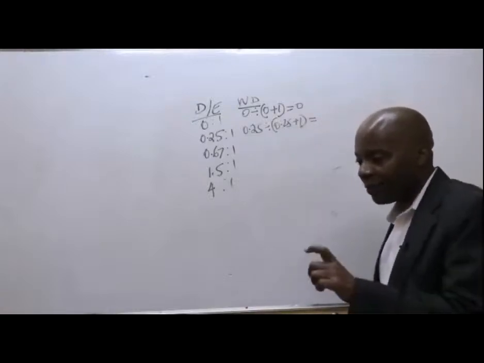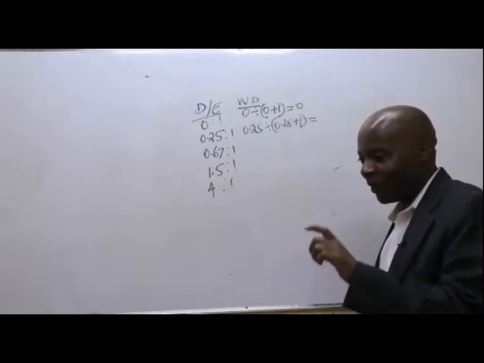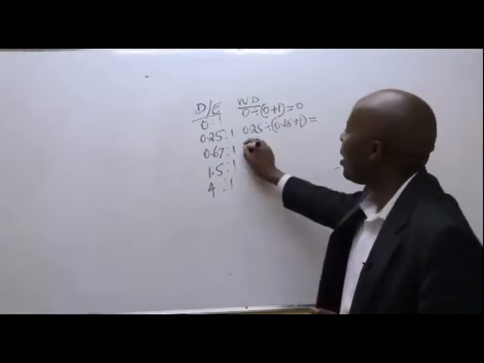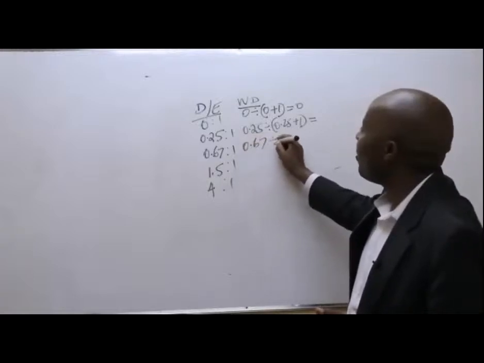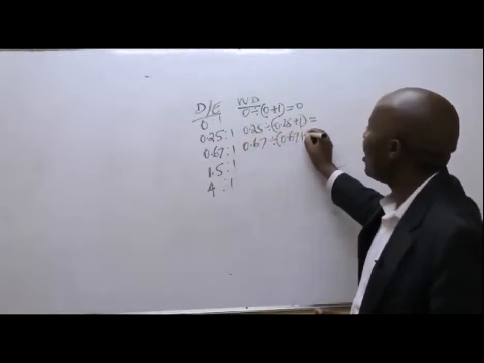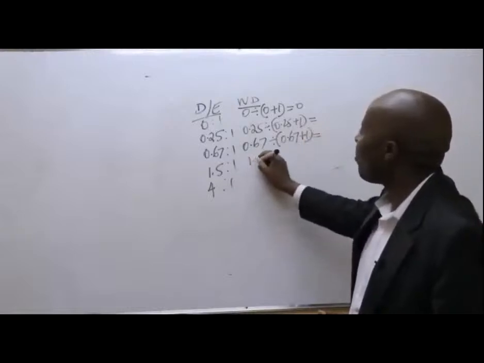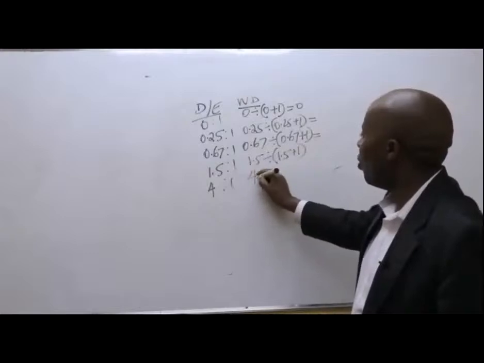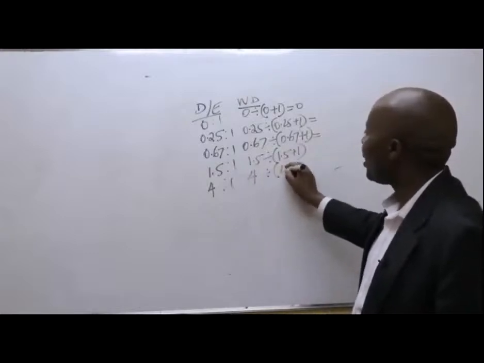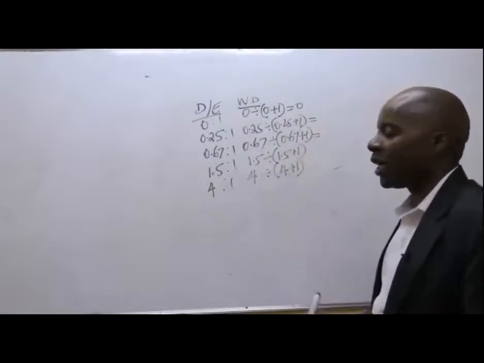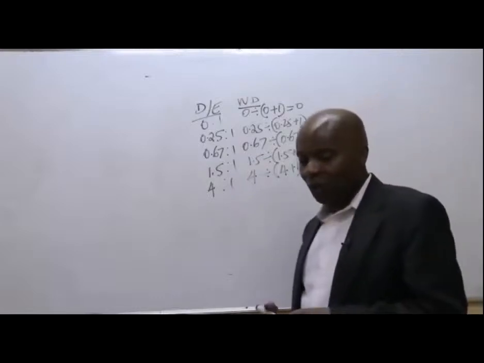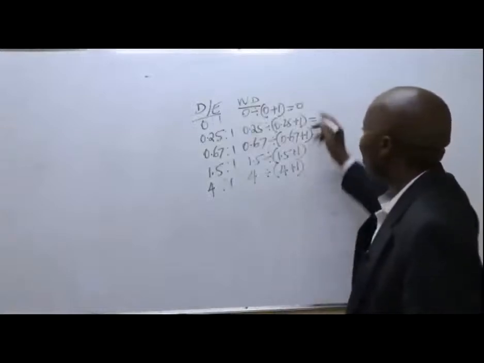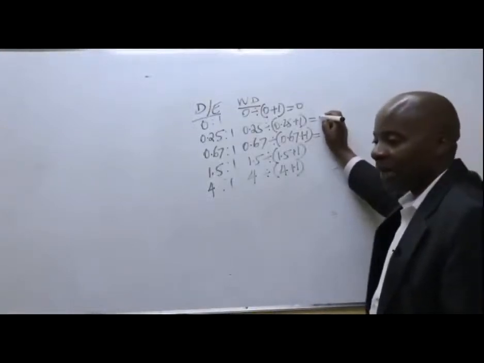I can see Eva Mararo has been able to get all of them correct. When you come here, 0.67 divided by 0.67 itself, but now plus 1. So we have here 1.5 divided by 1.5 plus 1. We have 4 divided by, in brackets, 4 plus 1. If I do it that way, then I will be able to get some parameters. The first one is 0. How about the second one, my great students?